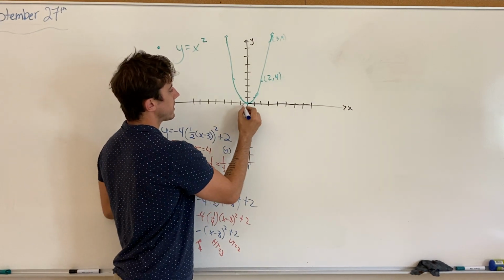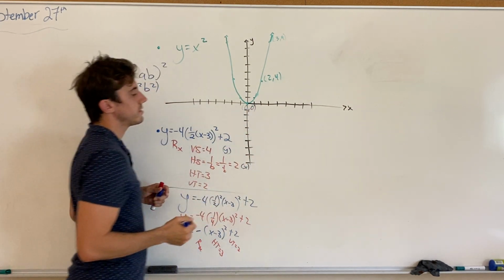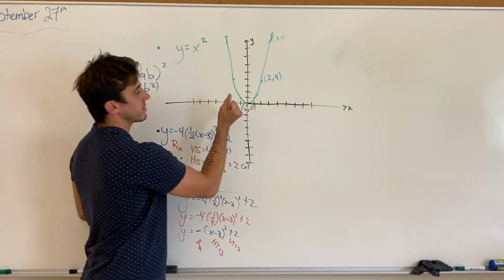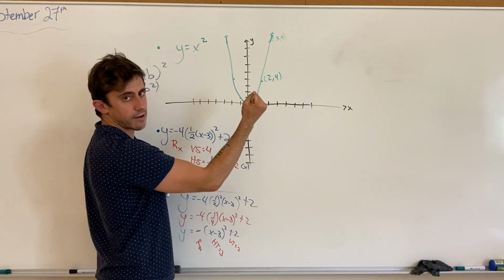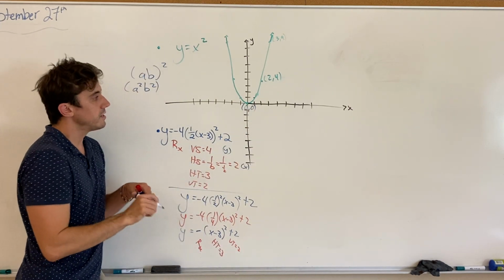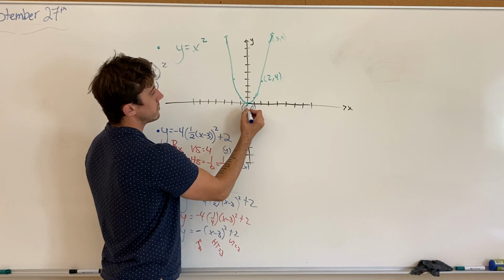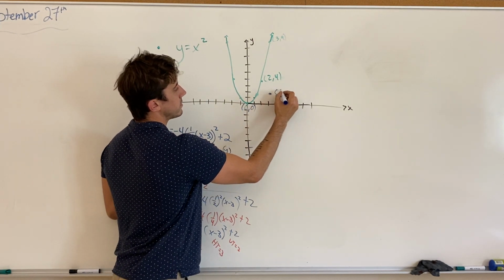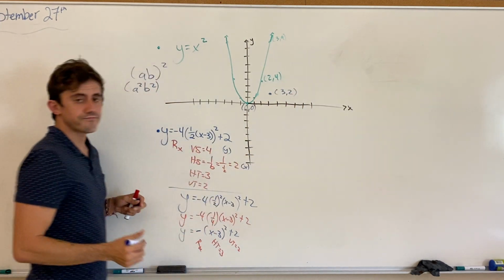Let's start with our vertex. That's oftentimes a nice point to start off with, because that's a nice way to kind of grab it and translate it around the graph as need be. So we have a horizontal translation of 3 and vertical of 2. So the vertex is going to move over 3, up 2, over to the point (3, 2), right?